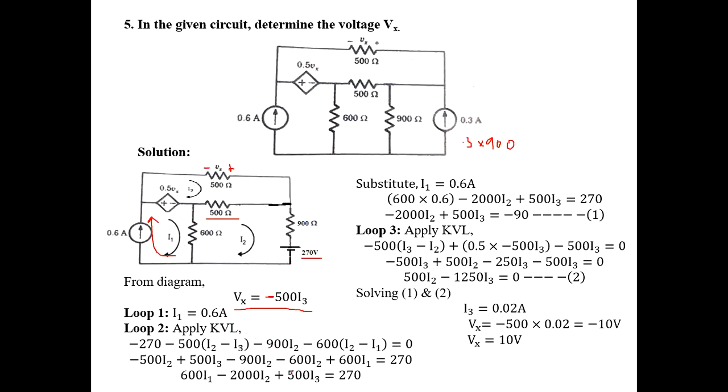Next, in the first loop we got I1 equal to 0.6. Just substitute 0.6 in this equation. We got the answer minus 200 I2 plus 500 I3 equal to minus 90. This is equation 1.